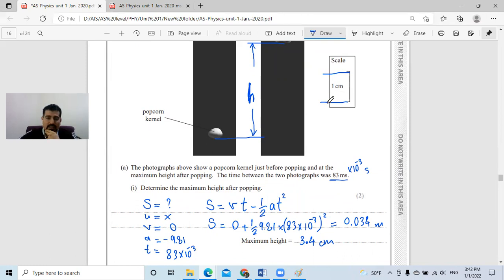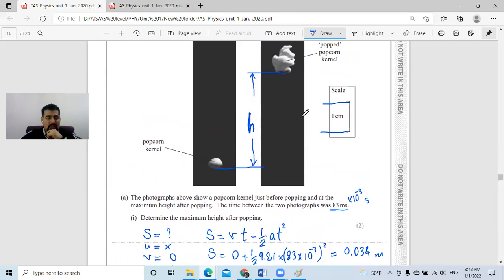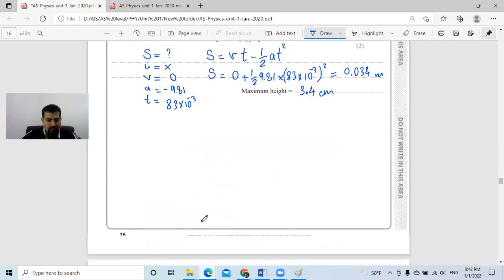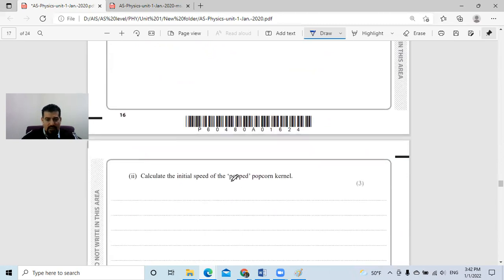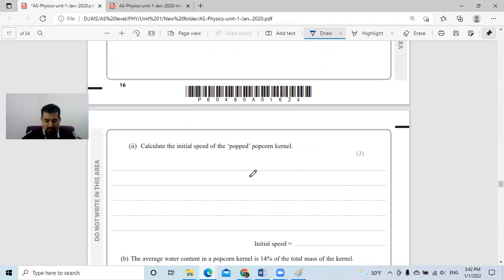So the scale here is in centimeters, and we have to take pictures and measure by ruler. Now what do they ask here? Calculate the initial speed of it as it pops. Now we have to find that initial speed. Yes, you can use the formula, or you can use kinetic energy final equals potential energy initial, or kinetic energy initial equals gravitational potential energy final. You can use any one of them.